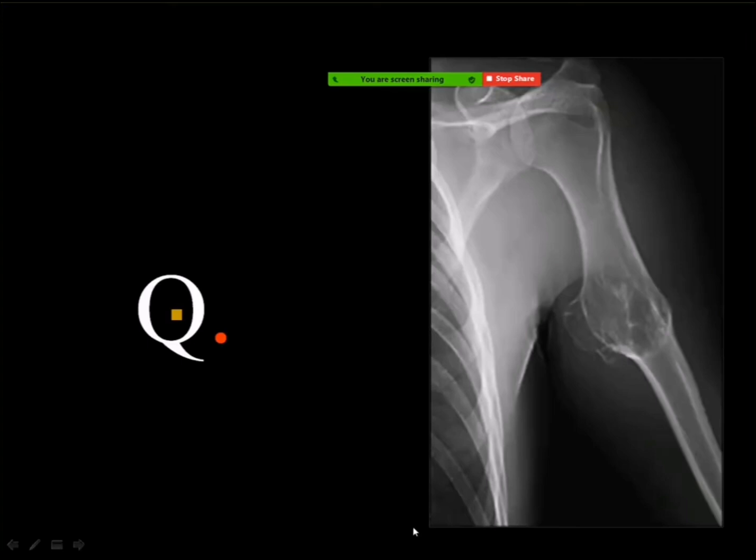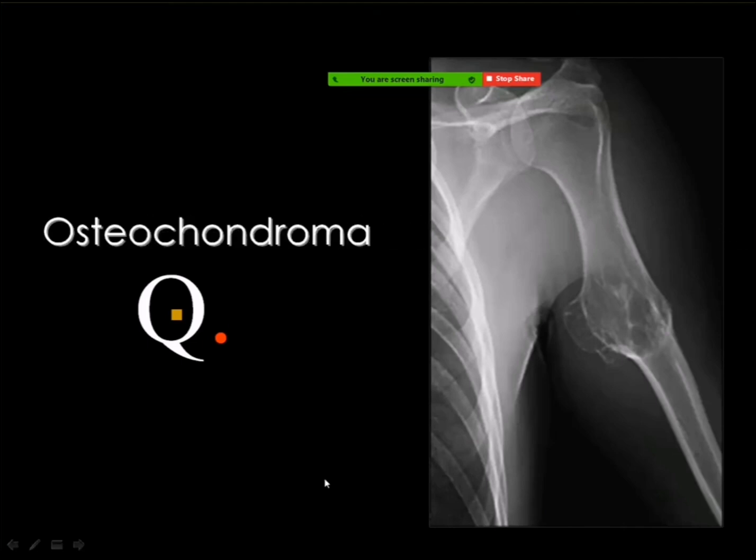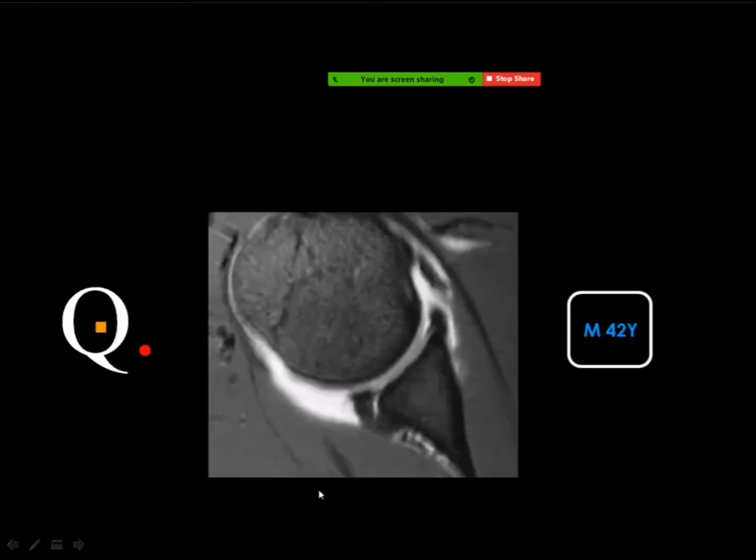And this is the spot diagnosis of osteochondroma, yes, an osteochondroma or a cartilage capped exostosis, which is of two types, the sessile type and the pedunculated type, and this is the sessile type of the case.